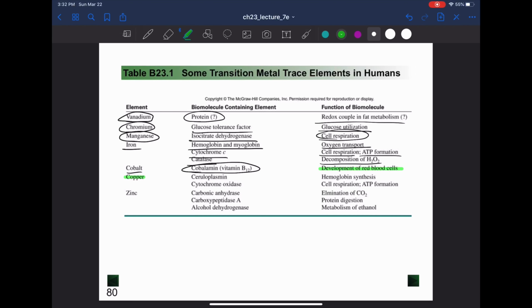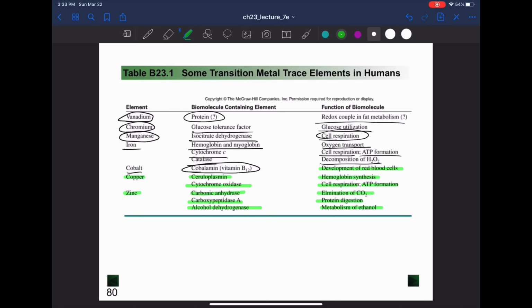Copper is used in two different enzymes: ceruloplasmin and cytochrome oxidase. Ceruloplasmin is used in producing hemoglobin. Cytochrome oxidase is used in cell respiration and ATP formation. Zinc has multiple uses. It's used in an enzyme called carbonic anhydrase, which is used in the elimination of carbon dioxide; carboxypeptidase A, which is used in protein digestion; and alcohol dehydrogenase, which is used in the metabolism of ethanol.